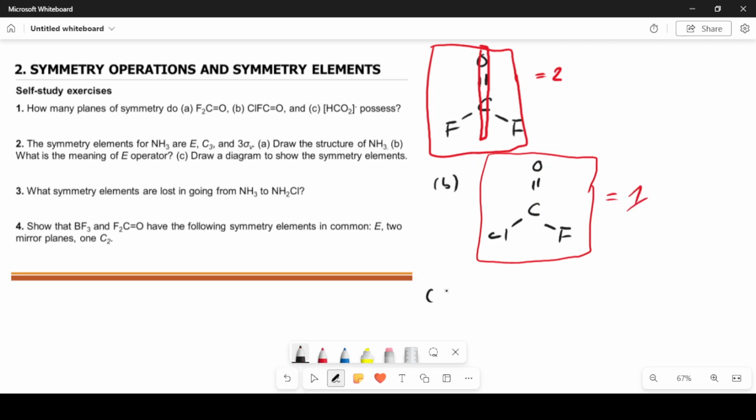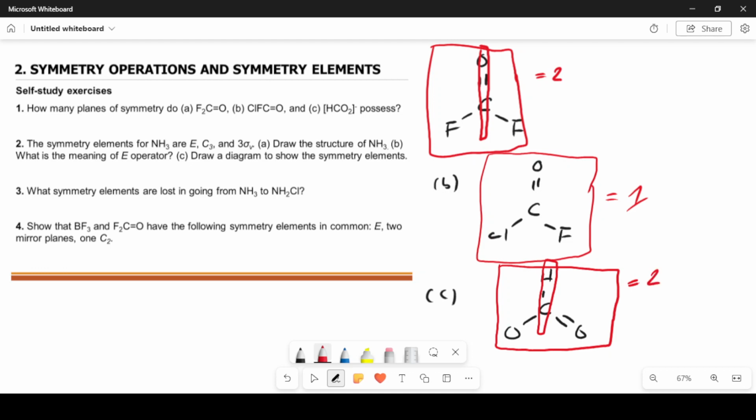For letter C, so H. Okay, so this one's H. How many? The same, only two. The plane of symmetry are here, and here in the middle. So, it equals 2.